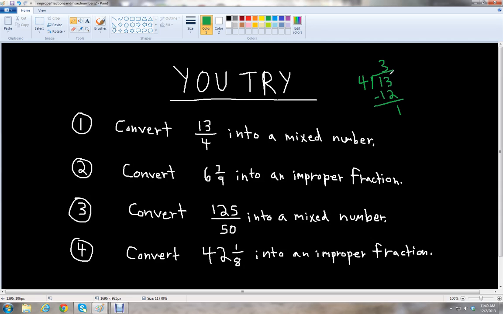And if you remember that around the clock method I showed you earlier, you start with the whole number 3, numerator 1, denominator 4. So we're going to get the mixed number 3 and 1/4. So 13 over 4, 13/4 equals 3 and 1/4.